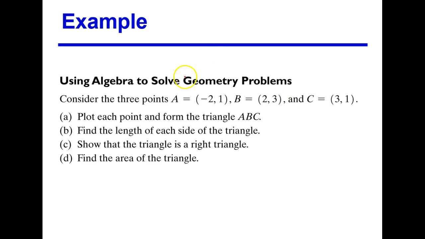Now we're going to use some algebra to solve some geometry problems. Here I have three points. Point A is at negative 2, 1. B is at 2, 3, and C is at 3, 1. First I want to plot each point that makes this triangle. Then I have to find the length of each side and show that it's a right triangle. Then I want to find the area of the triangle. So this one has several parts that we're going to work through.